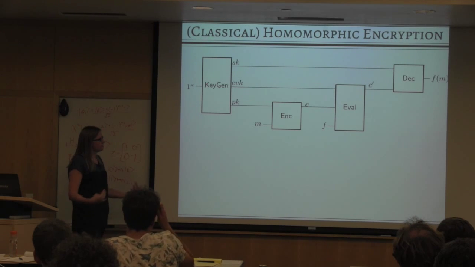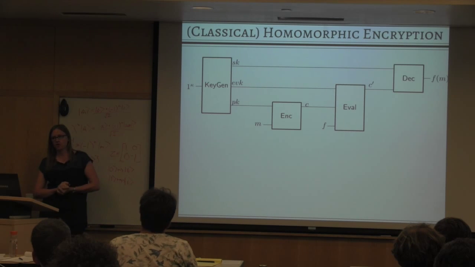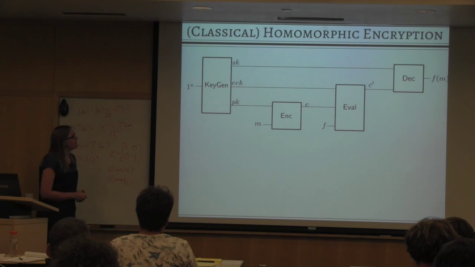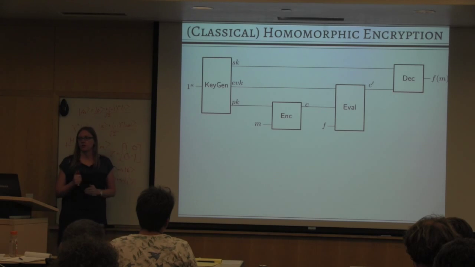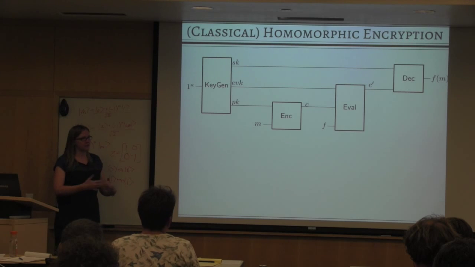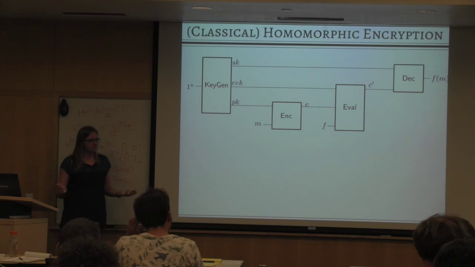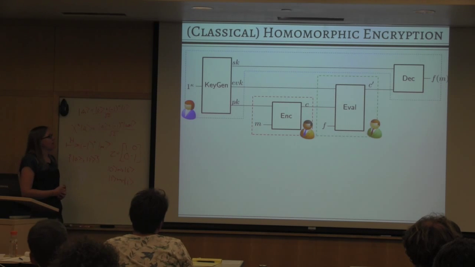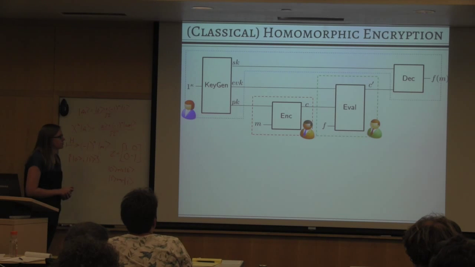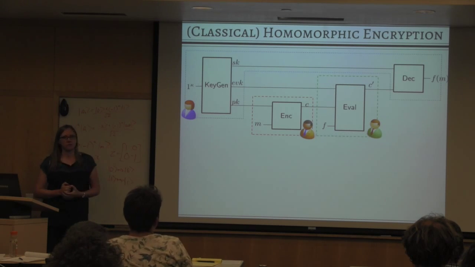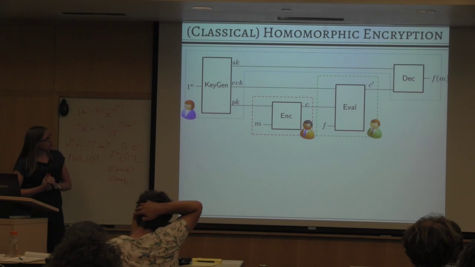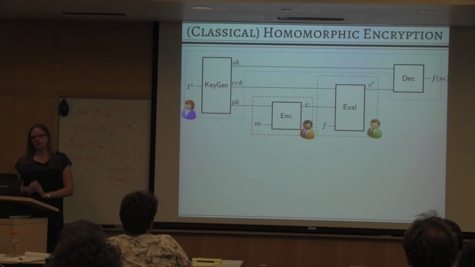So for instance, if we choose our universal gate set to be addition and multiplication, then f will just be a list of addition and multiplication gates. Then the evaluation procedure outputs some other ciphertext, C prime. And then the decryption procedure takes a decryption key and a ciphertext, and it outputs some plaintext, which is hopefully good. In the public key setting, we imagine that Alice generates some keys, and then Bob encrypts a message using Alice's encryption key. Then Charlie evaluates some function f on Bob's encrypted message using the evaluation key. And then Alice is able to decrypt using her decryption key.